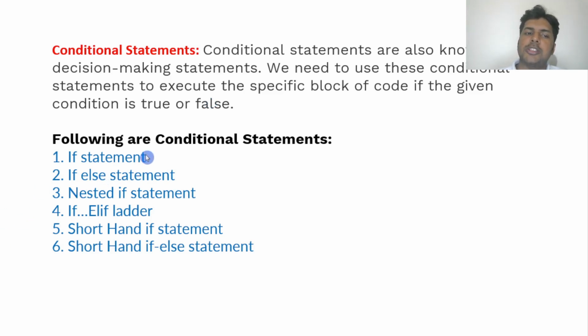How many conditional statements are there? In total, 6. They are: if statement, if else statement, nested if statement, if else if ladder, shorthand if statement and shorthand if else statement. The if statement and shorthand if statement are the same; the only thing is that in the if statement the statement is written in the next line, and in shorthand it is written on the same line. The if else statement and shorthand if else statement are the same, but the formats are different. If the condition is true, it will run the if block; if false, it will run the else block. Nested if is a condition within a condition, and the if ladder has multiple conditions.